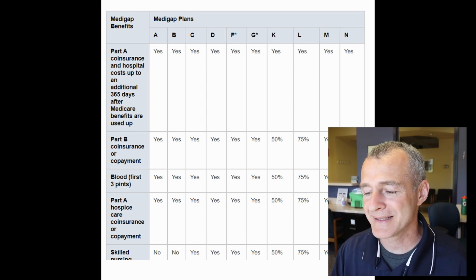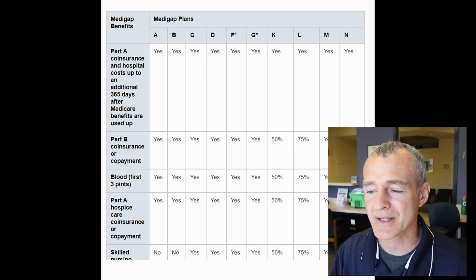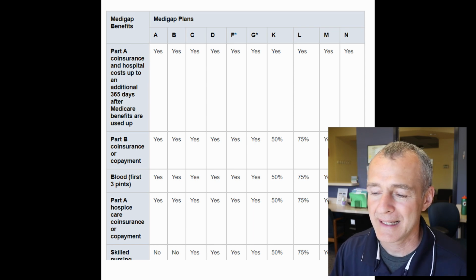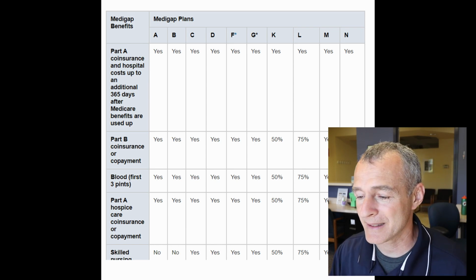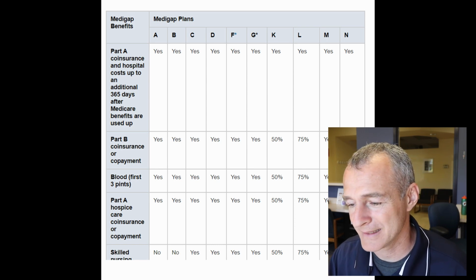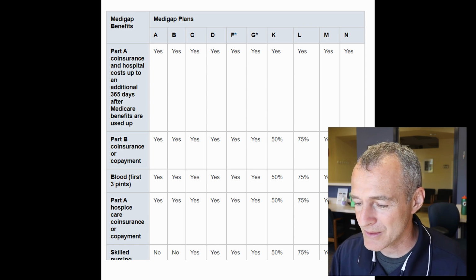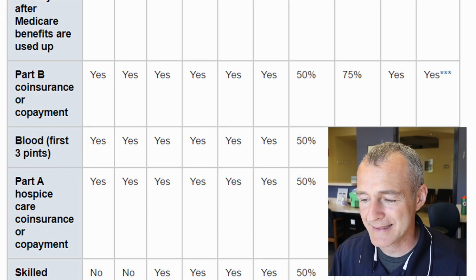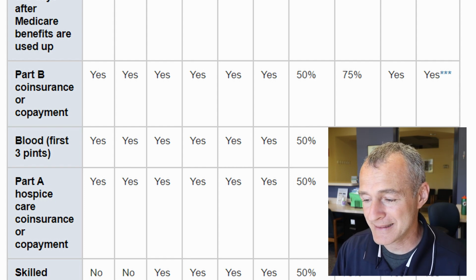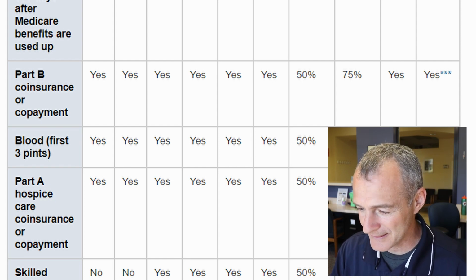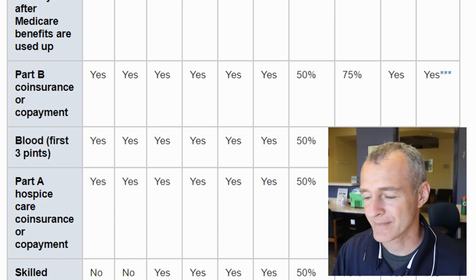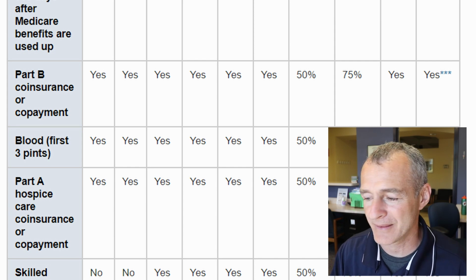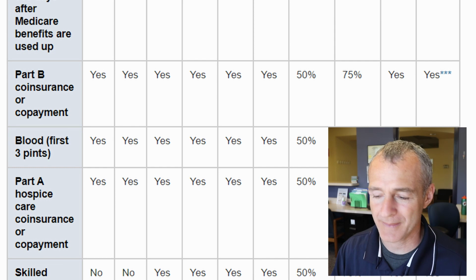And this is where, if it says yes, you can see here the plan covers 100% of the benefit. If it says no, the policy doesn't cover that benefit. And then if there's a percentage, the plan covers that percentage of the benefit. And NA, of course, is not applicable. So if we jump down here to Part B, coinsurance and copayment, you can see Medigap plans A, B, C, D, E, and G cover the full coinsurance. Plan K covers 50%, Plan L 75%, M and N the full amount again.